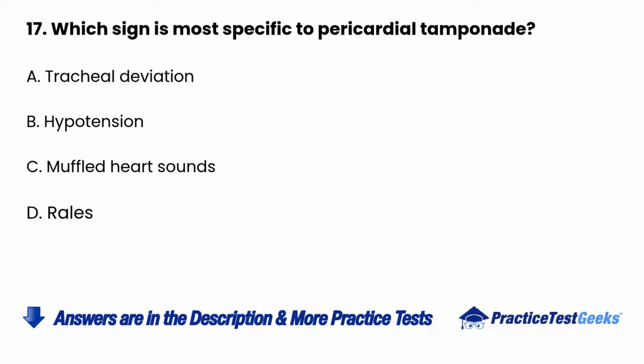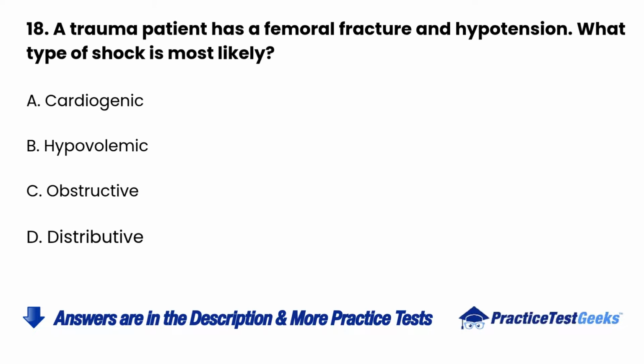17. Which sign is most specific to pericardial tamponade? A. Tracheal deviation. B. Hypotension. C. Muffled heart sounds. D. Rales.